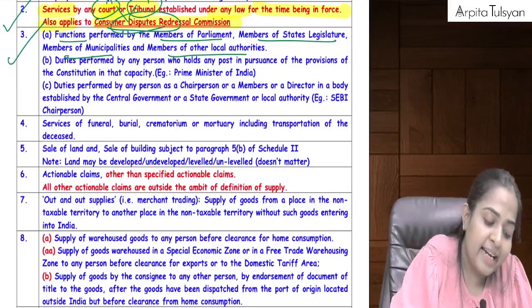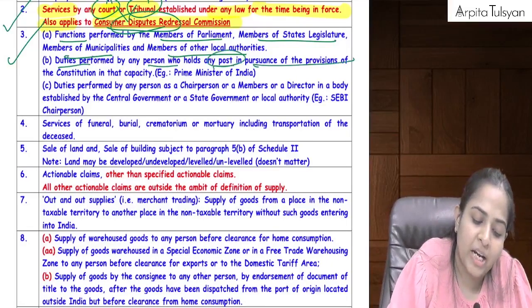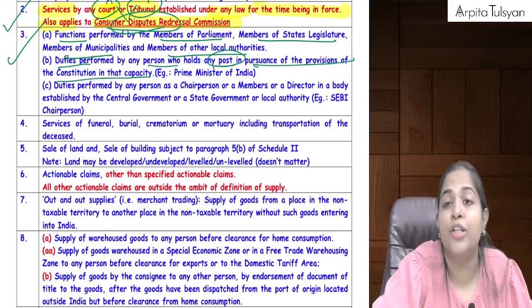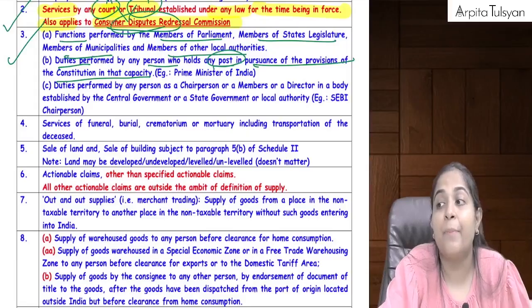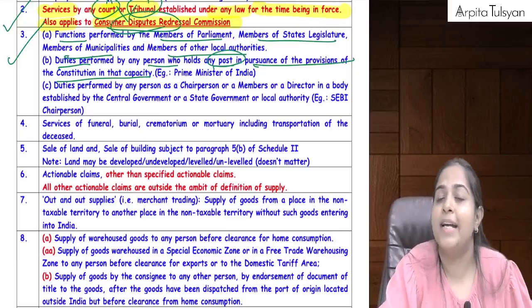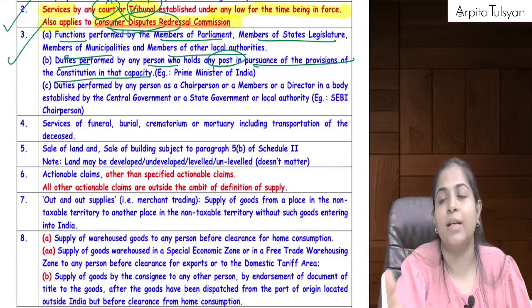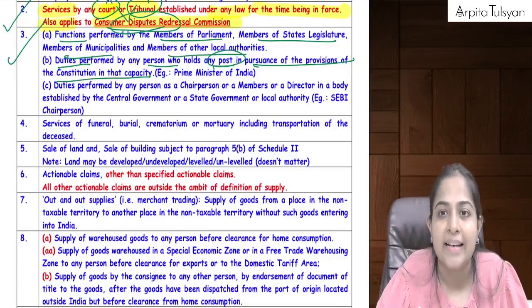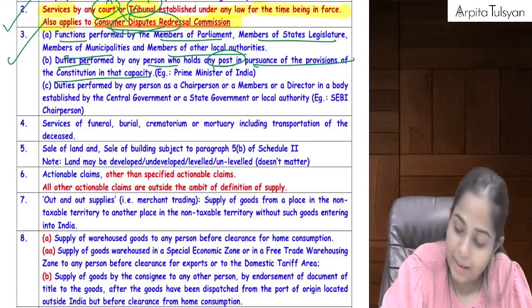Similarly, if there are any duties which are performed by any person who holds any post in pursuance of the provisions of the Constitution of India in that capacity. Example I have written there: the Prime Minister of India is holding a position as per the Constitution, right? Similarly, the President of India is holding a position as per the Constitution, and they are providing their services to the country, and for which they are getting some consideration in return. On that also there is no GST applicable.